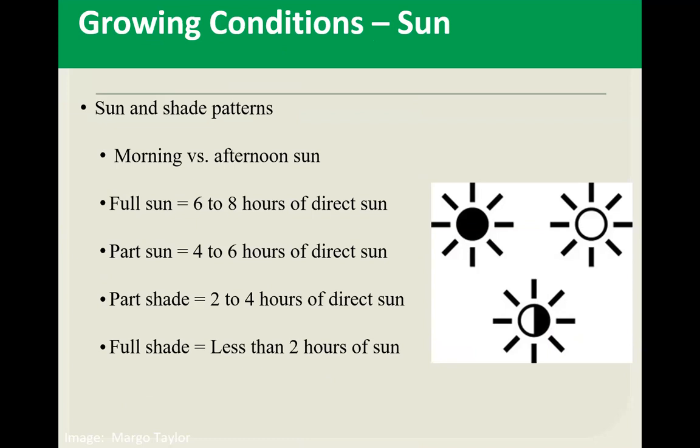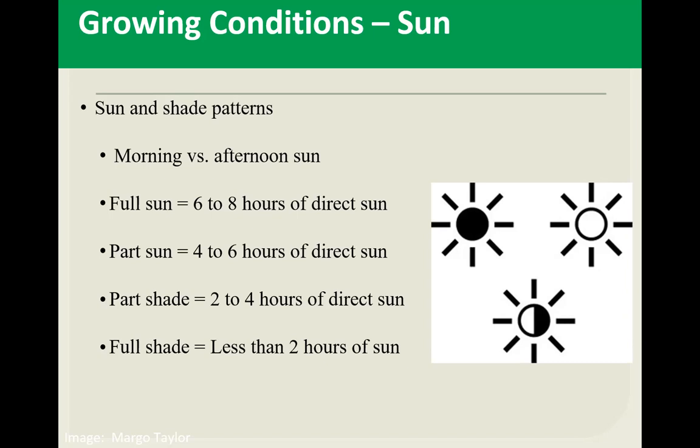Janet put this together, and I just want to say that the sun conditions are something that you need to be very, very aware of. Your plant resource books typically have three categories of light requirements: full sun, full shade tolerance, and of course, part sun or part shade tolerance. We define these different kinds of quantities of light in this way. Full sun is 6 to 8 hours of direct sun. Part sun, 4 to 6, part shade, 2 to 4, and of course, full shade, less than 2 hours of sun.